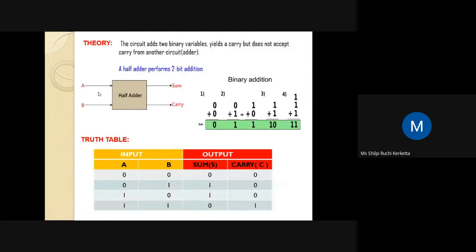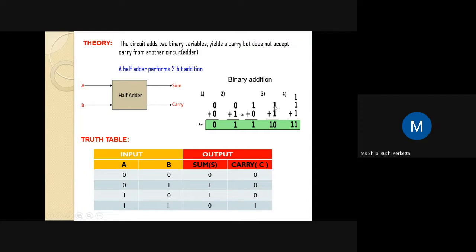So half adder, as I told you yesterday, has two inputs and two outputs. One is sum and one is carry. Here we are using Boolean addition. If we add 0 plus 0, we get 0. If we add 0 plus 1, we get 1. If we add 1 plus 0, we get 1. And if we add 1 plus 1, we get 1, 0. This is not ten, this is 1, 0. And if we add 1 plus 1 plus 1, then we get 1, 1.